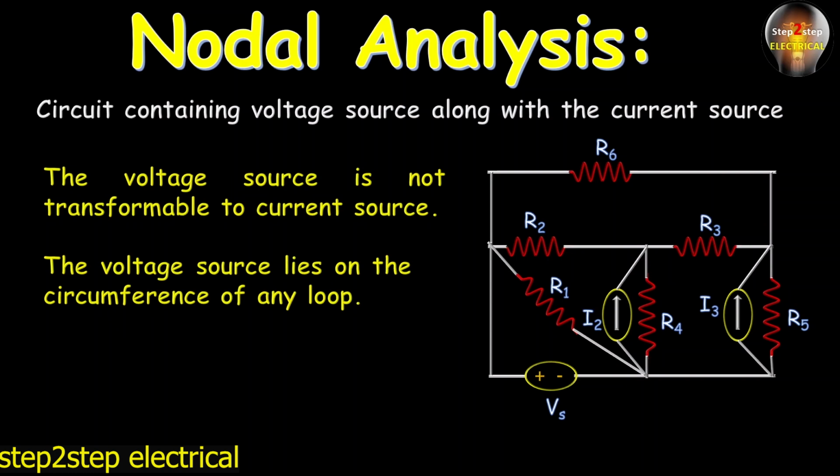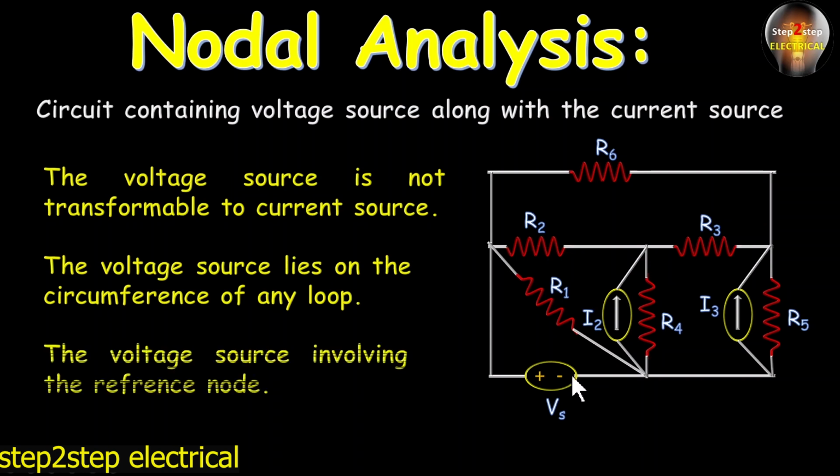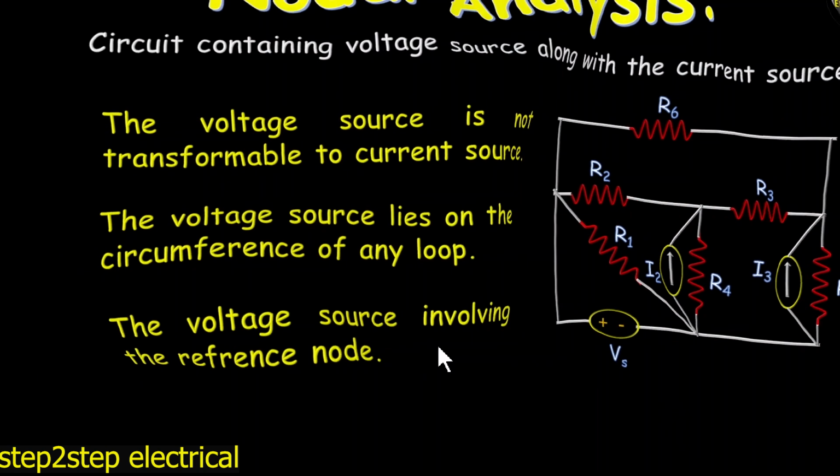And one thing, the voltage source lies on the circumference of a loop. And also it is involving the reference node. It is a circuit in which there is a voltage source, but the voltage source is not transformable into a current source, and the voltage source lies on the loop of the circuit. Also the voltage source is involving the reference node. So these 3 points are important for type 3 to recognize that this is a type 3 circuit.